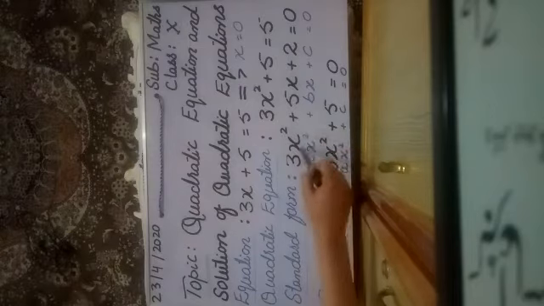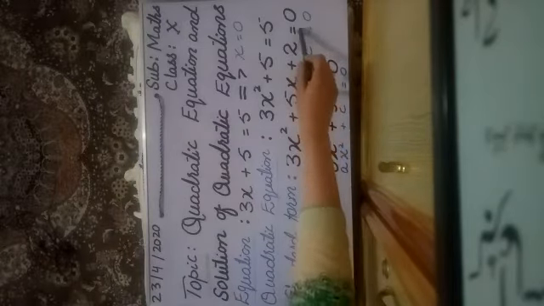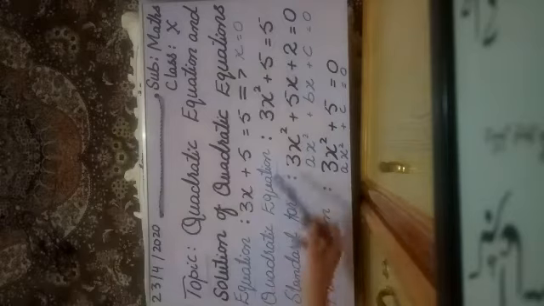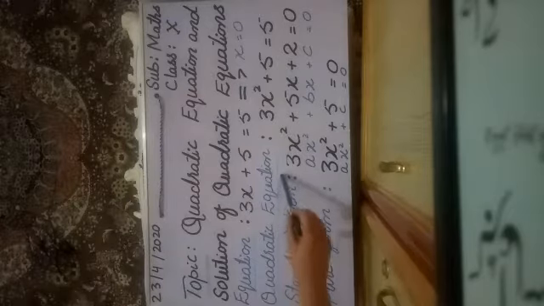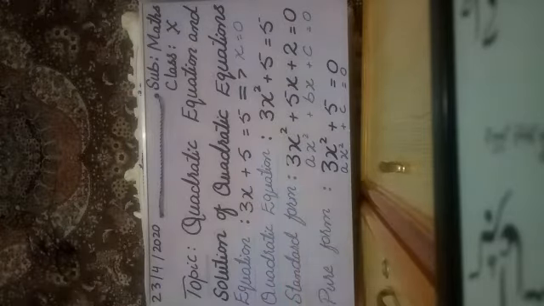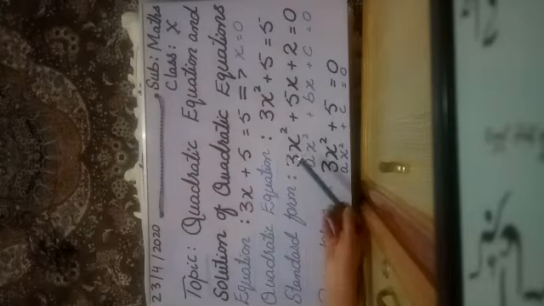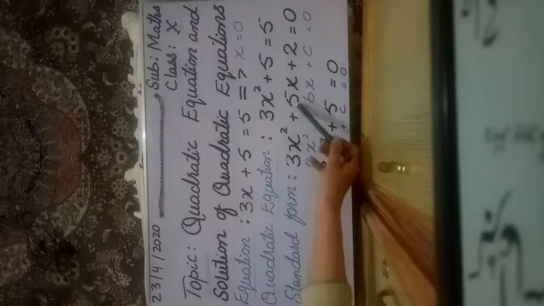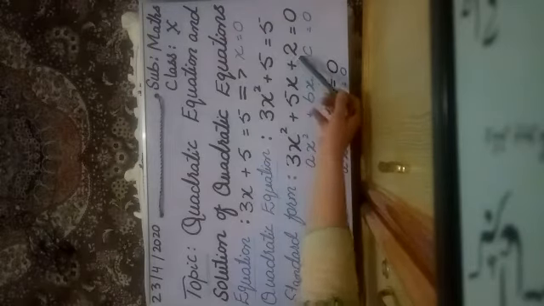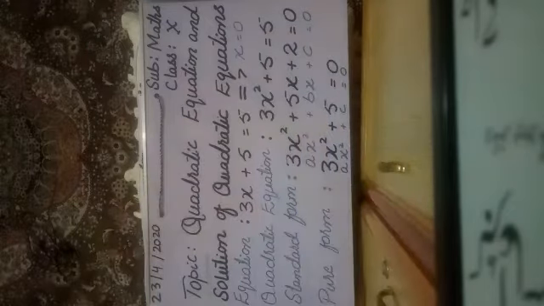If we say this one, 3x squared plus 5x plus 2 is equal to 0, here also the variable is raised to the power 2. So it is also known as a quadratic equation. But it is the standard form of quadratic equation. So if a quadratic equation is written in the form that the quadratic term comes first, then the linear term, then the constant term, and then on the other side of the equation there is 0, it is known as the standard form or general form of quadratic equation.